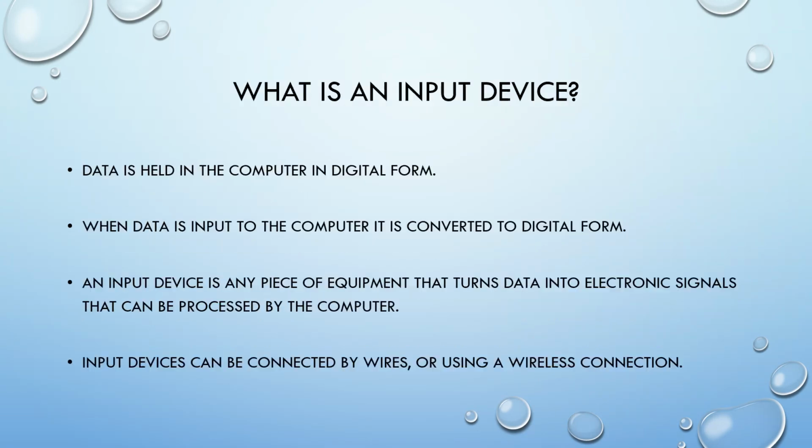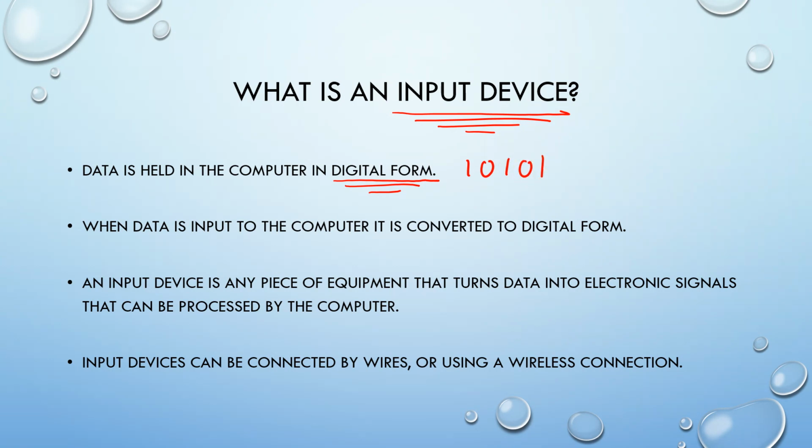Okay then. So first of all, let's have a look at what is actually an input device. I'm sure you've got a basic idea by now, but let's look at it in a little bit more detail. Data is held in a computer in a digital form. We know this, we've got ones and zeros. It's binary. That's how computers see things.